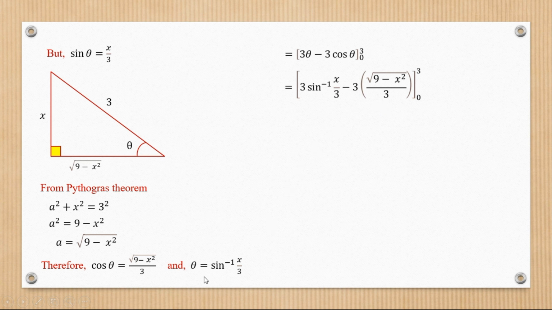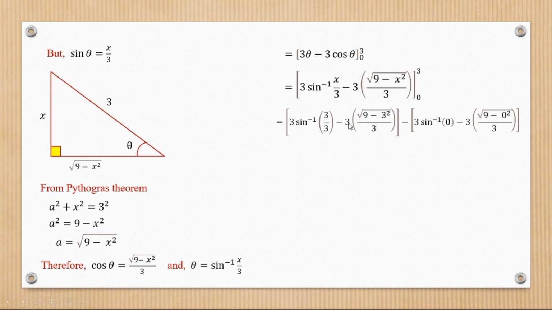But we remember that theta also is equal to sine inverse of x over 3. So you can clearly see from here, theta is sine inverse of x over 3. So we substitute all those values back, and then we'll have 3 sine inverse of x over 3 minus 3 into this value right there. So now that we have that, we can plug in the limits.